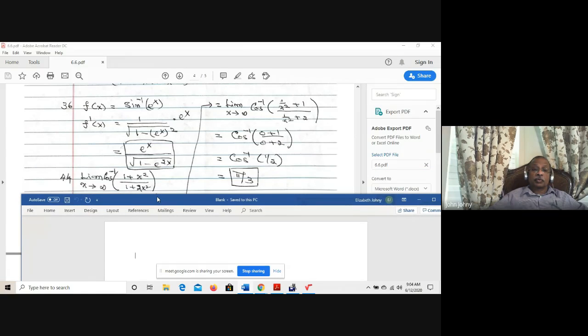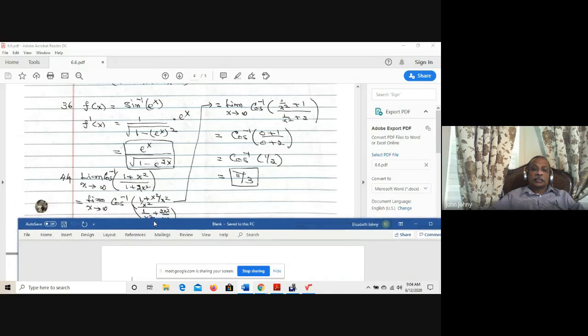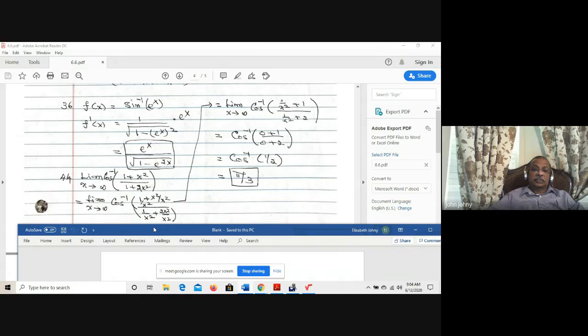Number 44 is a limit problem. So you have to find the limit as x approaches infinity of cos inverse of (1 plus x squared) divided by (1 plus 2x squared). What you have to do is, first you divide each term inside the parentheses by x squared, the highest degree term. So you get 1 over x squared plus x squared over x squared, divided by 1 over x squared plus 2x squared over x squared.